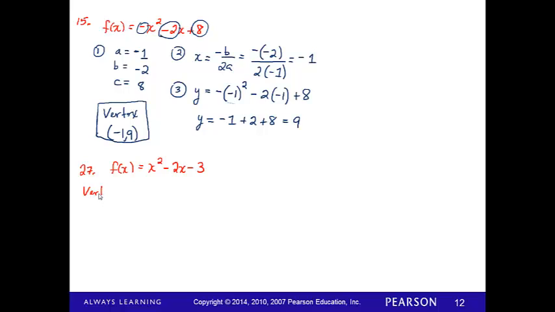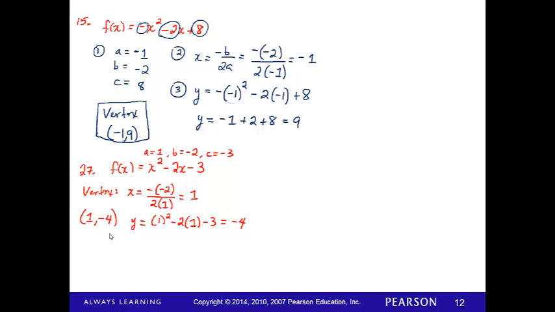So first of all, let's start by finding the vertex, which means we need to know what's the a, the b, and the c. So a is equal to 1, b is equal to -2, and c is equal to -3. So x is going to be -(-2) over 2 times 1, which is just 1. And then the y comes from taking the x and plugging it back in. So that's 1² - 2(1) - 3, which is -4. So you have a vertex at (1, -4).